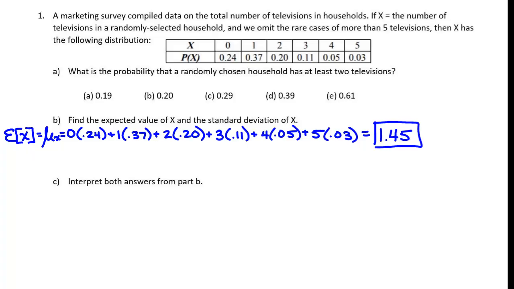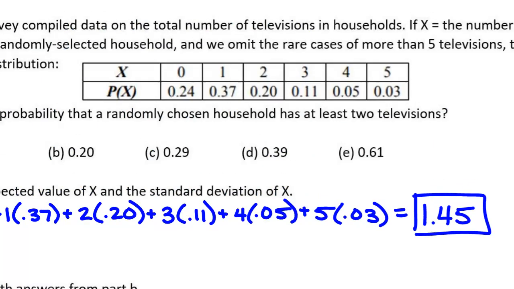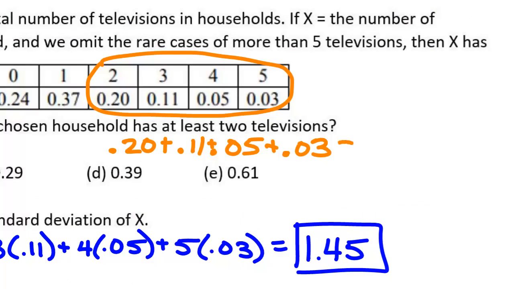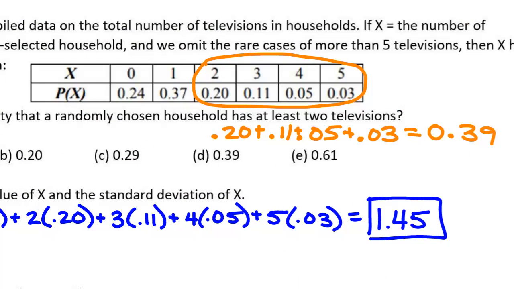Since I was writing this in the spot for part A, how would you do the part A? Yep. We're going to add 2 through 5 together. So 0.20 plus 0.11 plus 0.05, forgot my plus sign, plus 0.03, and you end up getting, yep, 0.39. So choice D. All right.